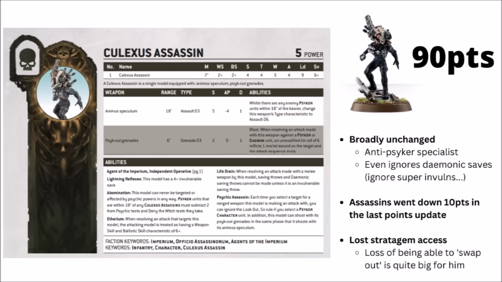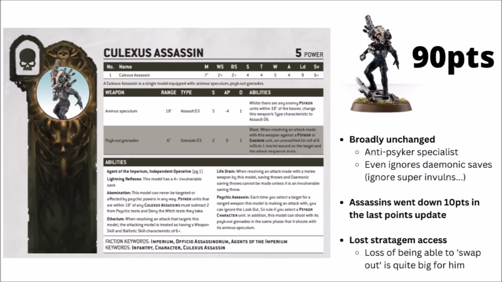The Calexis Assassin can give you some focus anti-psyker for 90 points, again broadly unchanged here. I think the only thing I did notice is that the life drain special rule seems to ignore demon saving throws. His normal attacks normally ignore any other saving throw that you have going, and if his main thing is being good at smashing through unnatural barriers, it makes sense. I do find it amusing though that we've basically got yet another thing that ignores demonic invul saves, basically super invuls that ignore things that ignore normal invuls.